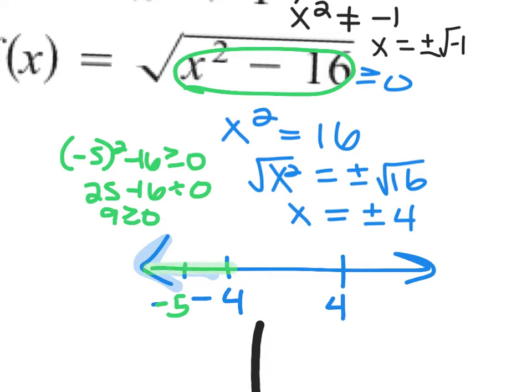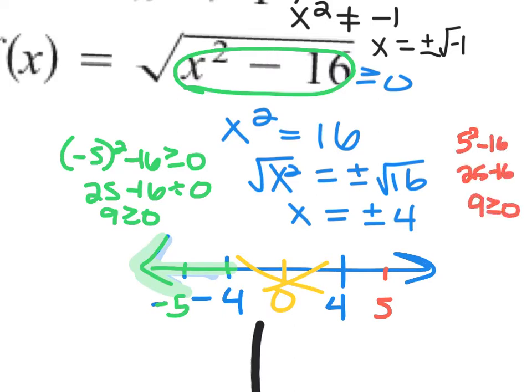So this section works. Then I would plug in something from within here, like 0. 0 squared minus 16 is -16. That does not work. And then plug in something from the right here, like +5. +5 squared minus 16 would be 25 minus 16, and again I get 9, greater than or equal to 0.